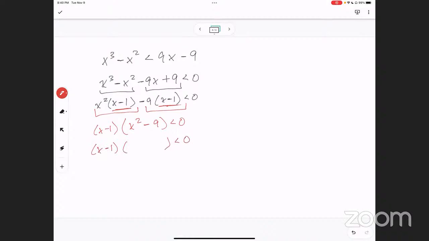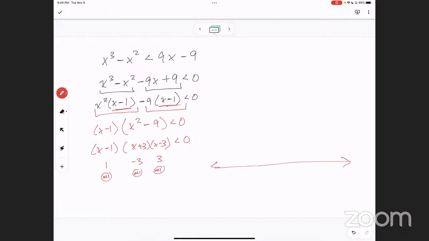It'd be x plus 3, x minus 3. Perfect. So what are my zeros? 3, -3, and 1. And all of them have multiplicity what? Odd. Yep, odd multiplicity, so they all go through, right? Watch how easy this is.